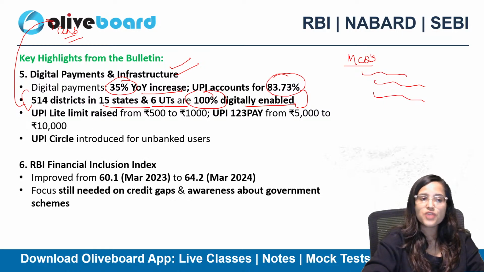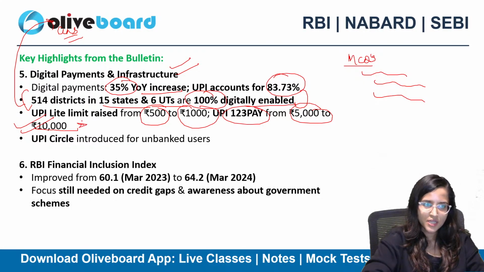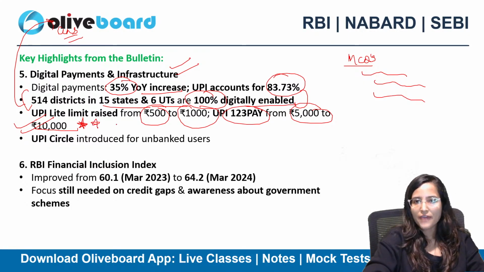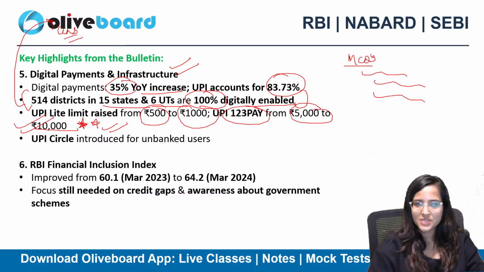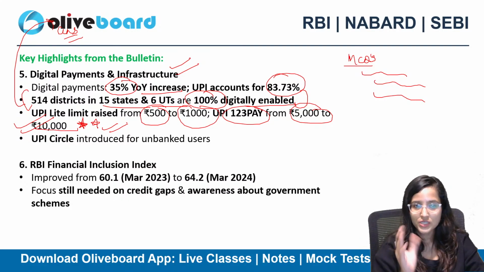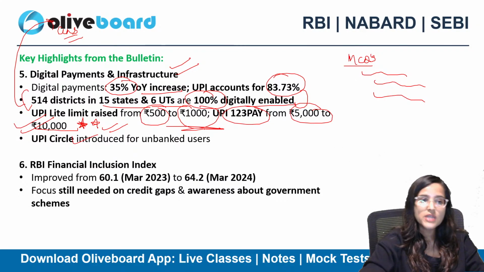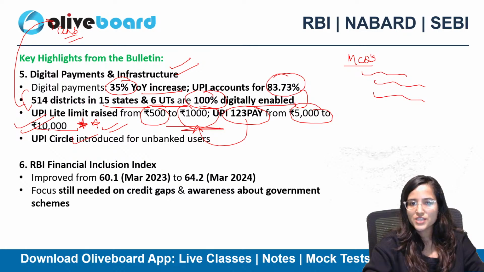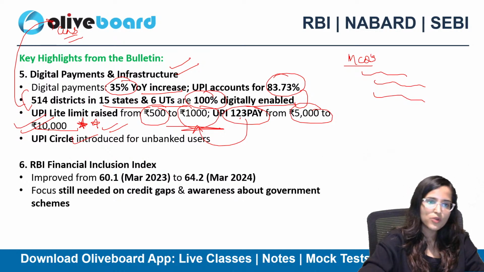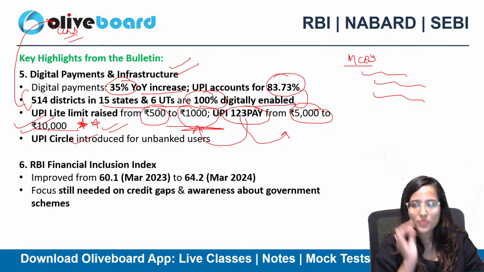UPI Lite limit has been raised from 500 to 1000, and UPI 123 Pay limit has been increased from 5000 to 10,000. This, I'm sure you all know. This data we have, I think, done in the Live Mint analysis also: UPI Lite limit raised from 500 to 1000, UPI 123 Pay from 5000 to 10,000. Again, when MCQs are formed, this statement can be written there. They can also reverse it, saying UPI Lite limit increased from 5000 to 10,000, UPI 123 Pay limit increased from 500 to 1000. Right? So such MCQs can directly come.